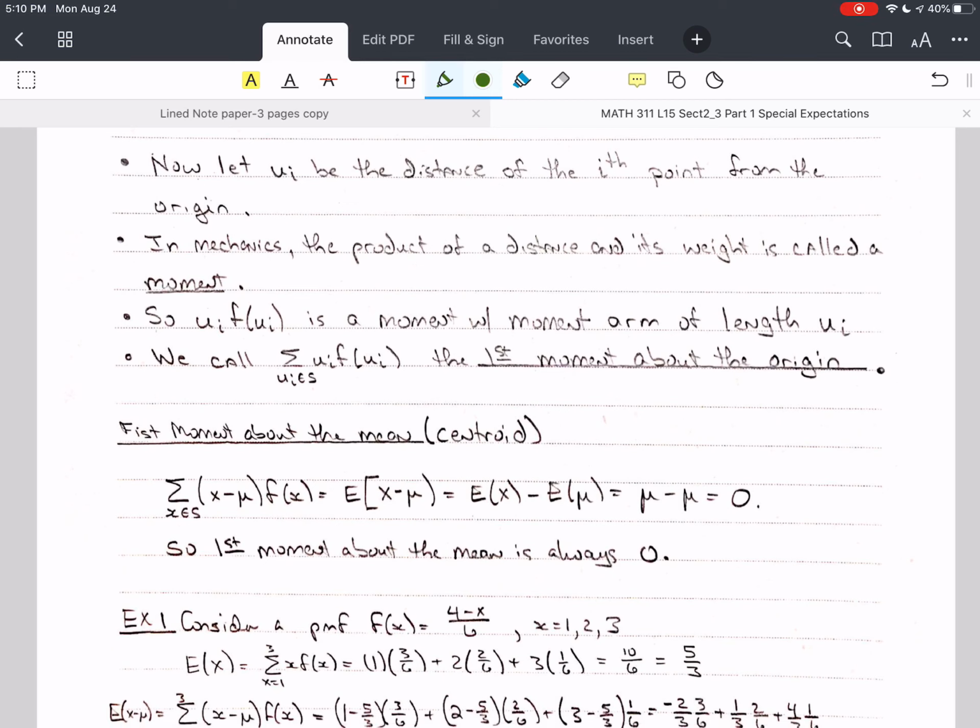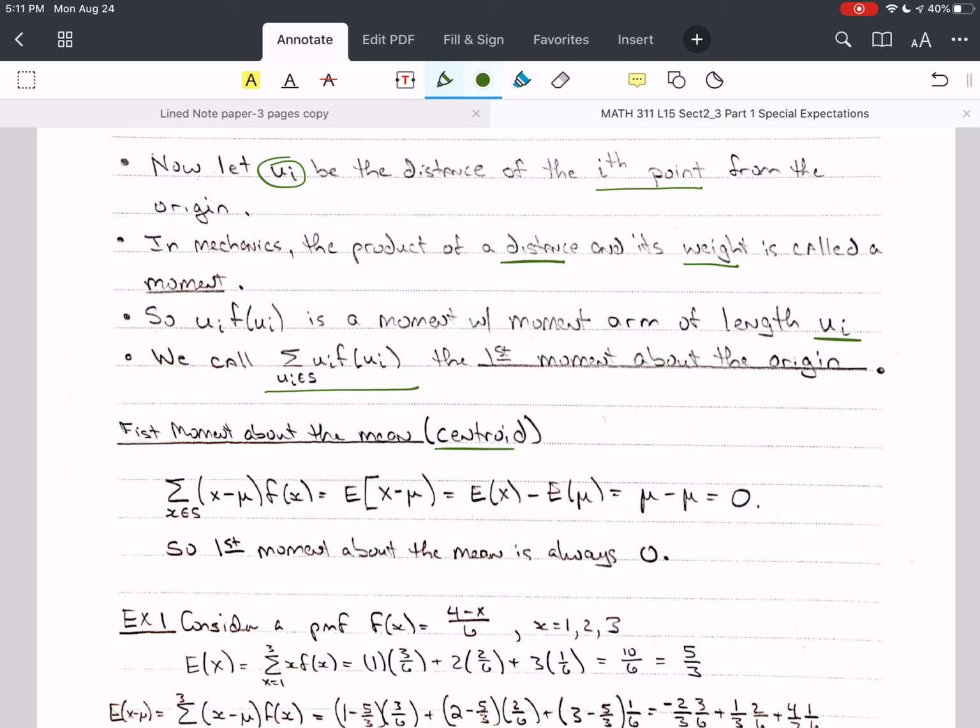Now, let's consider that u sub i is the distance from the origin to the ith point. That's the distance for u sub i. In mechanics, the product of a distance and its weight is called a moment. So u sub i times f of u sub i is a moment, and its moment arm has the length u sub i. And we call the sum of u sub i times f of u sub i the first moment about the origin. Now let's talk about a centroid, which is the first moment about the mean.